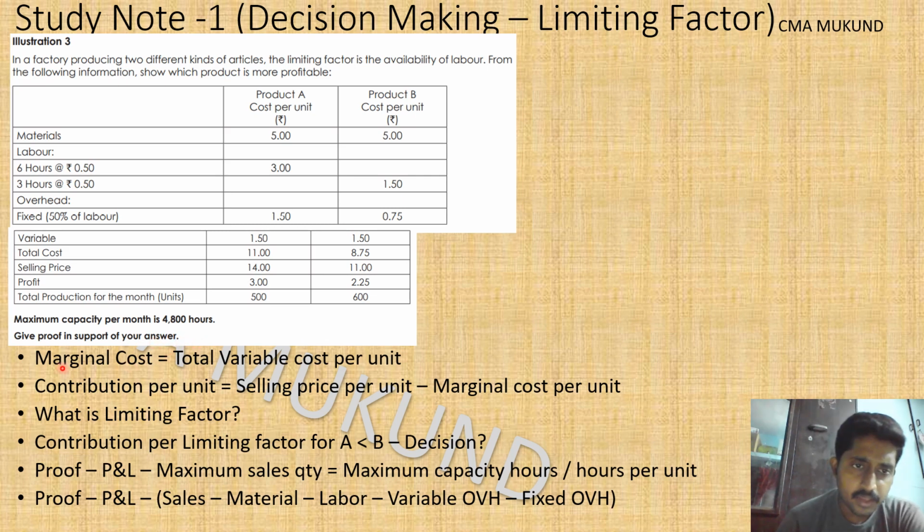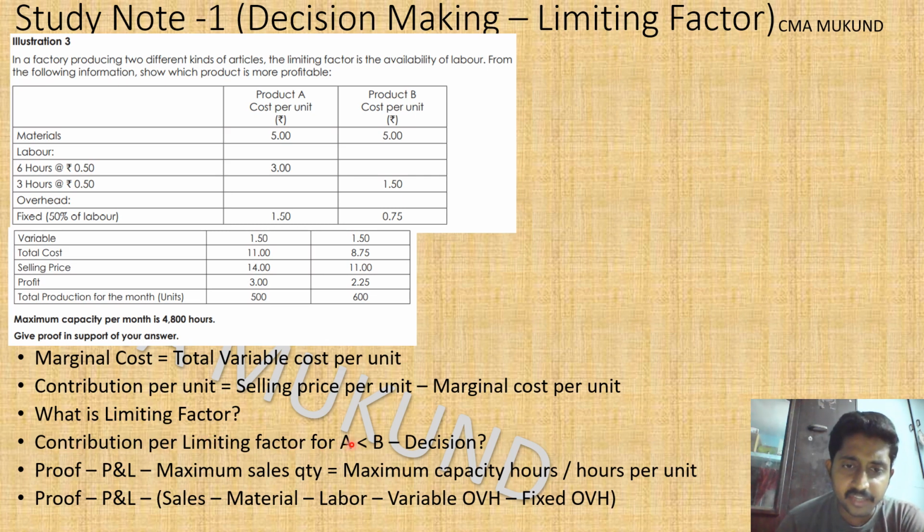Let's go ahead. Marginal cost. So what is marginal cost? It is the total variable cost. Contribution per unit, we all know, is selling price minus the marginal cost, or minus the total variable cost. So what is a limiting factor? As we discussed, it is anything the management is very much concerned about. The scarcity will change with time. It is dynamic in nature. The market is dynamic, so the scarcity or critical items are also dynamic. At this point in this question, labor is the limiting factor. Labor, in the sense of labor hour, is the limiting factor.